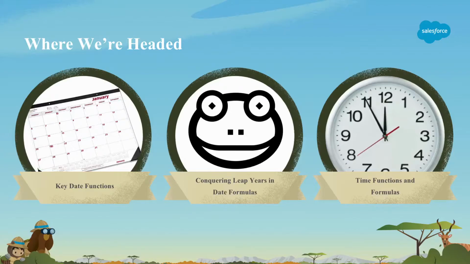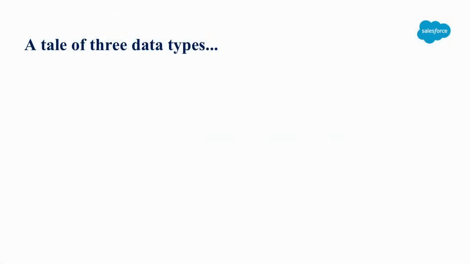So here's where we're headed. We'll look at the key date functions that you use in formulas. We will look at leap years. And I think I've realized I'm the only person in the world who associates a frog with leap years, but just go with me on it. We will look at conquering leap years in date formulas. And then finally, we will turn our attention to the new time data type and how that plays out in formulas. But before we look at the date functions, let's just level set on what we're talking about.